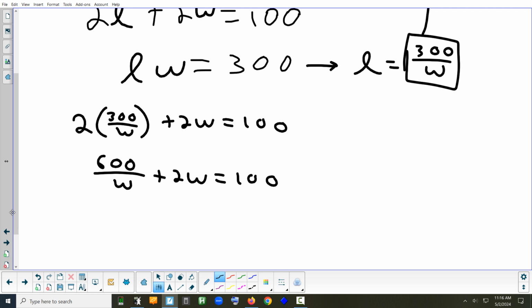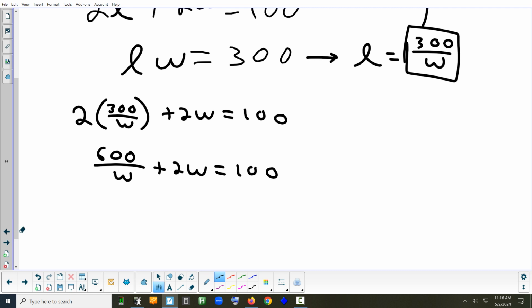All right, any thought what we're going to do next? We might need to do like a square root thing. No, multiply. Well, the thing is, if you multiply it by W to both sides, then you would need to apply the W to everything. So you have to apply it to 2W, making it 2W squared. Okay, so what would you get if you multiplied everything by W? You would get 600 plus 2W squared equals 100W.